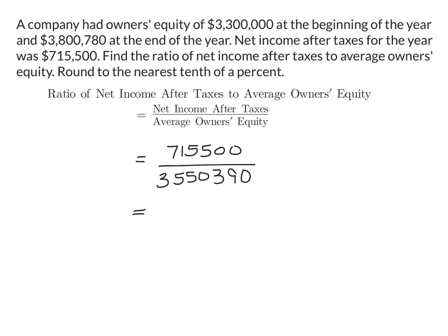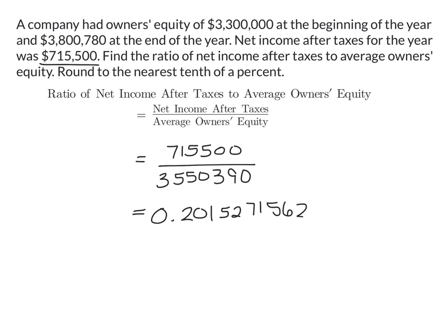The problem tells us that net income after taxes is $715,500. So we'll plug that into our numerator. Then the average owner's equity was found to be $3,550,390. We're going to take those two values and divide. When we do that, we get a decimal of 0.2015271562.